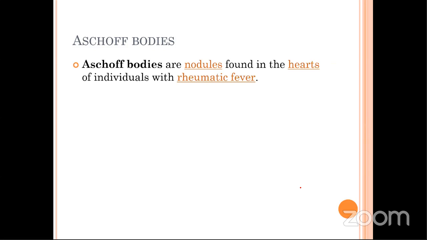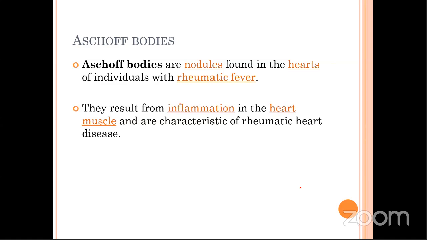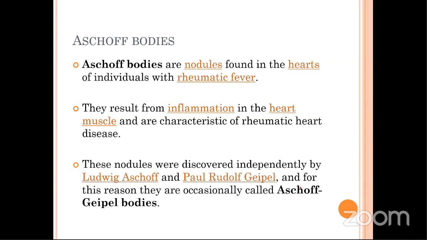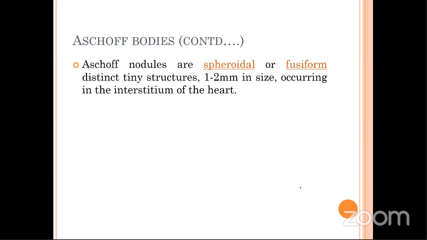So what are these Aschoff bodies? They are nodules found in the hearts of individuals with rheumatic fever, and they result from inflammation in the heart, and they are characteristic of rheumatic heart disease. They were discovered by Ludwig Aschoff and Paul Geipel, and so they are also called Aschoff-Geipel bodies. They're spheroidal or fusiform, 1 to 2 millimeters in size, occurring in the interstitium of the heart.